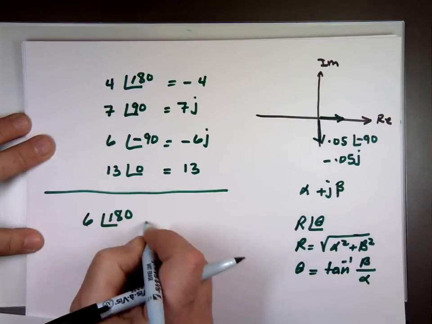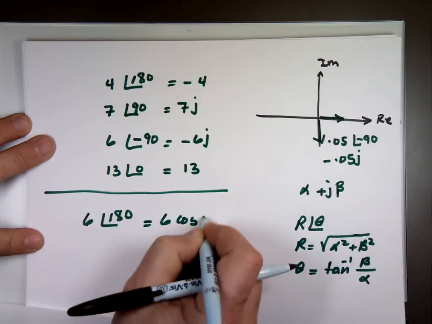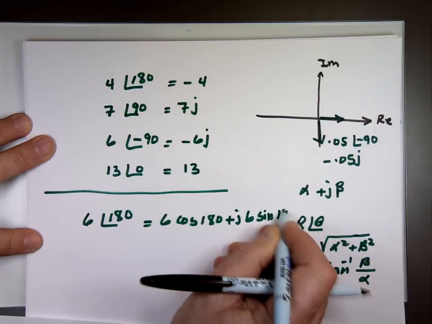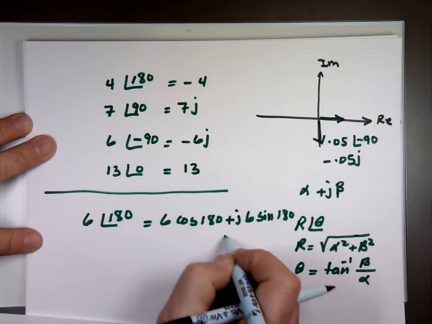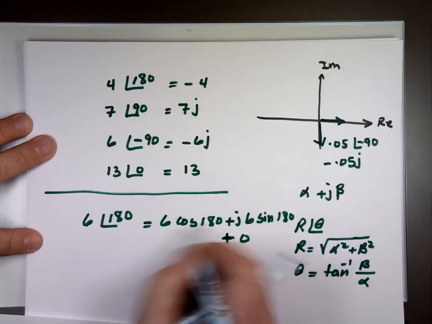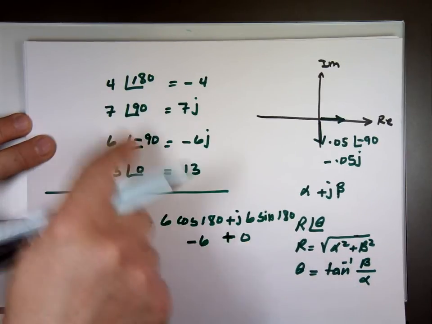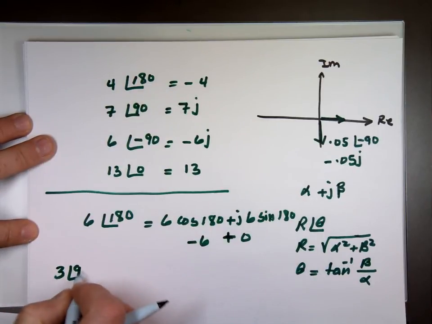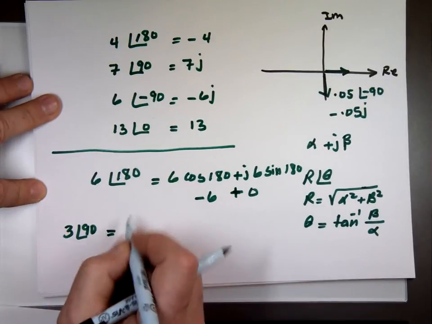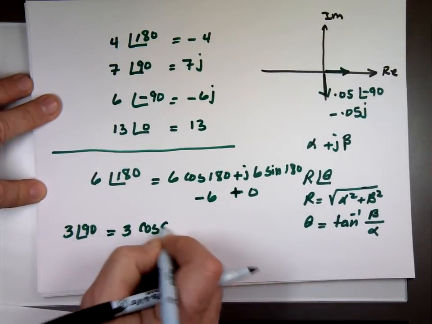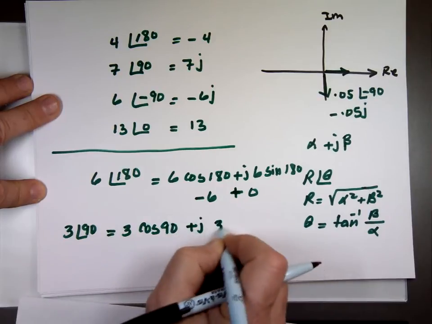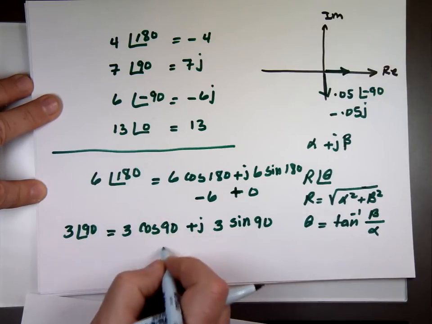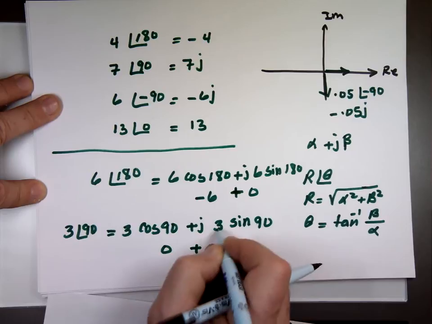If you want to change it to rectangular, 6 cosine 180 plus j 6 sine 180. What is sine 180? 0. So that says 0. What's cosine 180? Negative 1. That's why it's a negative 6. When it's 180, it becomes a minus sign. When you get 3 angle 90, to change it to rectangular, I know that's 3j, but if you don't believe me, that's 3 cosine 90 plus j 3 sine of 90. Cosine of 90 is 0 times 3, that's 0. Sine of 90 is 1 times 3, that's 3j.